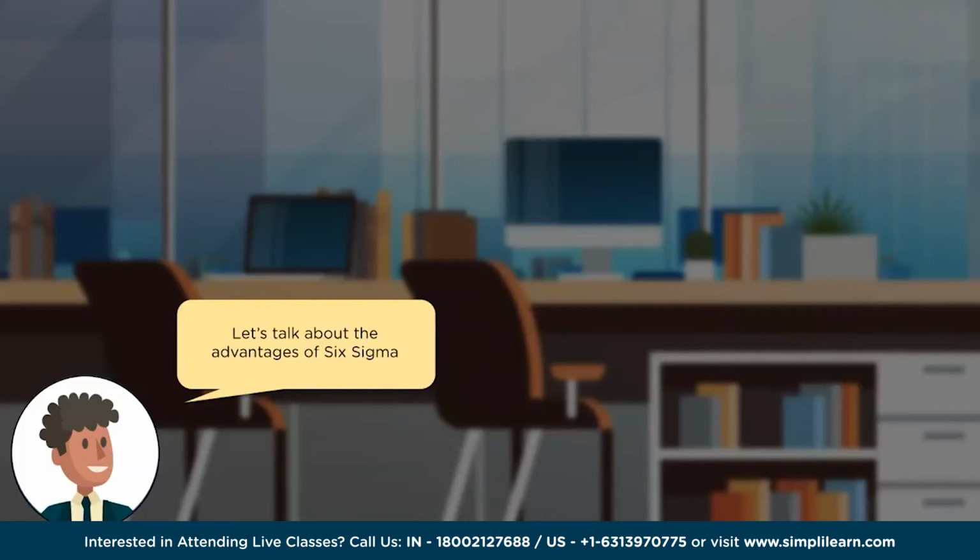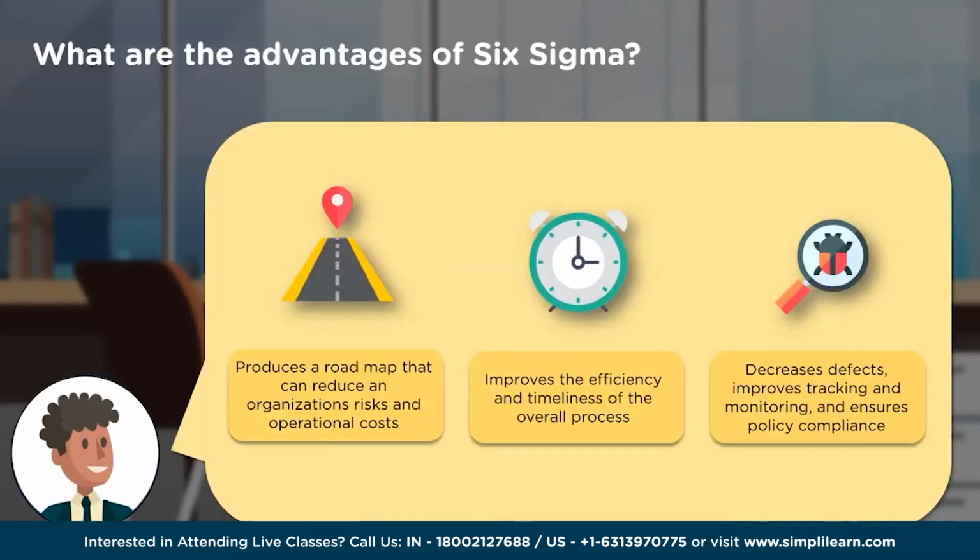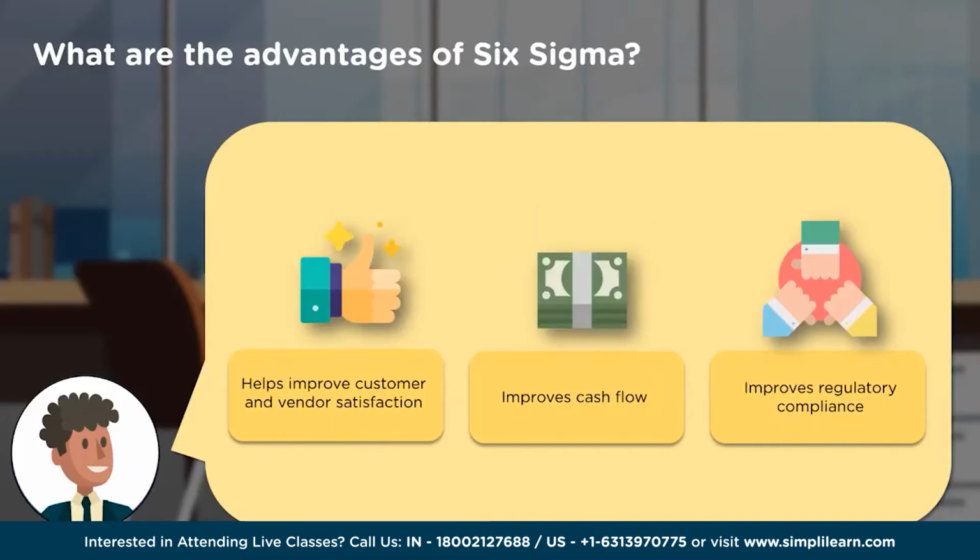Now let's talk about the advantages of Six Sigma. Six Sigma can help produce a roadmap or a path through which you can easily find and reduce any sort of organizational risk and reduce the operational costs. Another advantage is that it helps improve the efficiency of the process and makes sure that it works in a timely manner. It decreases defects, improves the overall tracking and monitoring process, and ensures that the products are aligned with the company's policies. It is also reported that it greatly helps improve customer as well as vendor satisfaction. It helps improve the cash flow and ensures that the products are complying with the regulations of the organization.